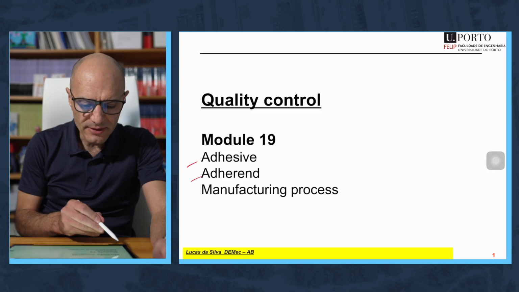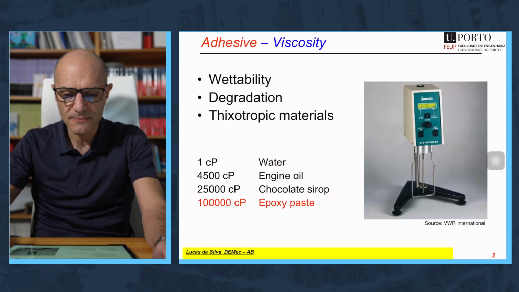So we have seen the manufacture part. It's time to talk about quality control. And we will start with adhesive, adherent, and the manufacturing process.